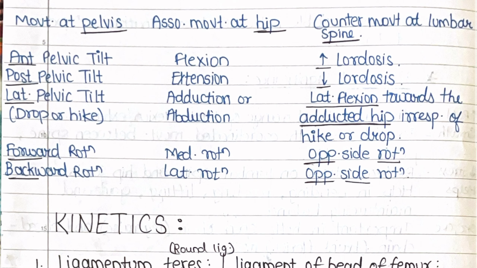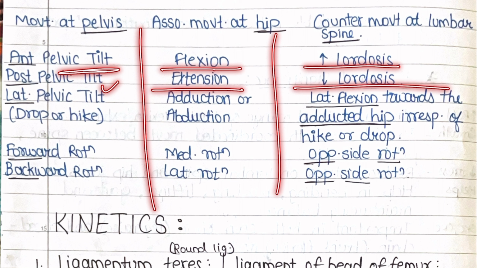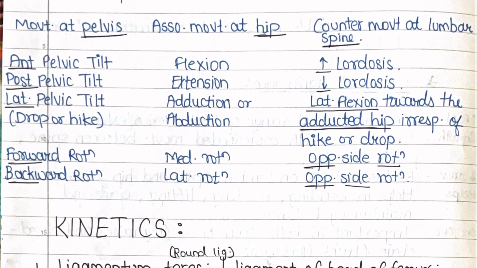So you have to learn this table. In anterior pelvic tilt, we know there is flexion, and the lordosis increases. In posterior tilt, there is extension, and lordosis decreases. In lateral pelvic tilt, drop or hike, there is adduction or abduction. In forward rotation, there is medial rotation. In backward rotation, there is lateral rotation. You have to learn this table and write it as it is in the exam.